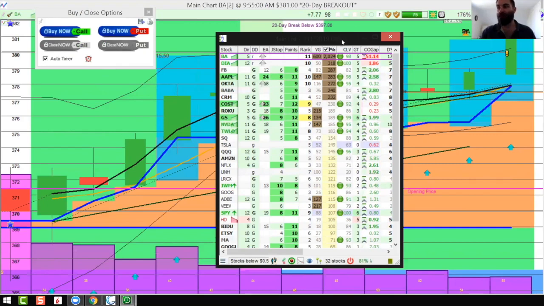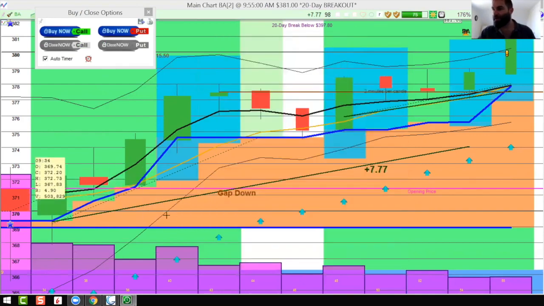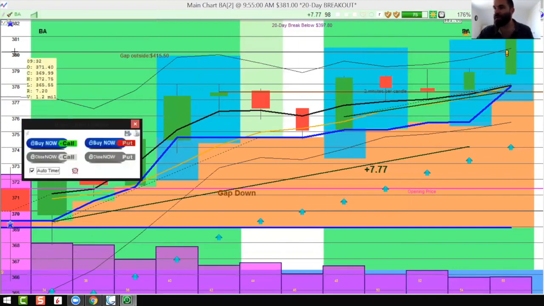It looks like through the first roughly 30 minutes of this day that Boeing was gapping and filling. Because it opened right here at right around 371.50. Tested all the way down to about 365, and now it's been climbing ever since. So let's take a look at the situation we currently have at 9:55. Boeing is breaking a big price point, 380. Okay, so there's a lot of room to run.